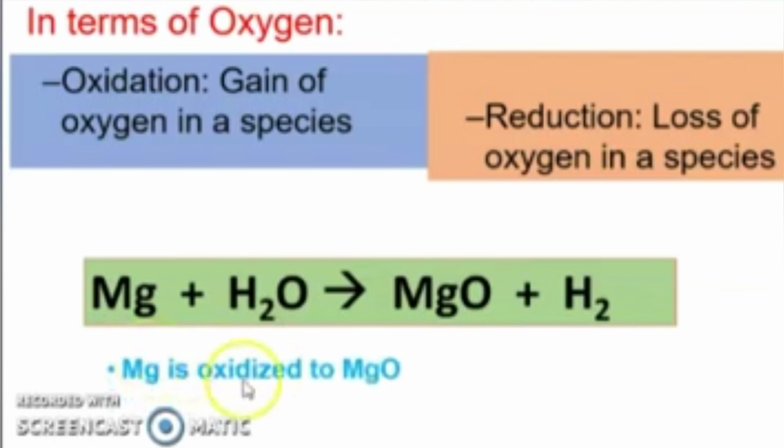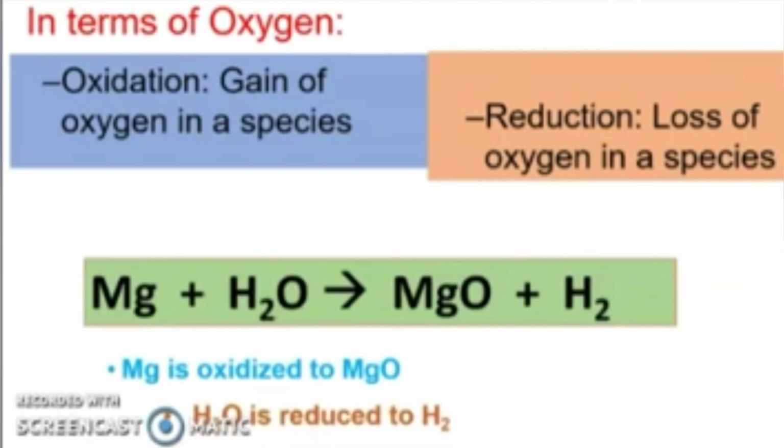Here's a typical example. I have magnesium reacting with what? Water to give me magnesium oxide plus what? Hydrogen gas. In the reaction above, magnesium has been what? Oxidized. Why? Because magnesium has now gained oxygen to form magnesium oxide. While water molecule here has been reduced. Why? Because water molecule has lost the oxygen and it has been reduced to what? Hydrogen what? Gas. So you see that redox reaction is a two-way reaction that is occurring simultaneously.